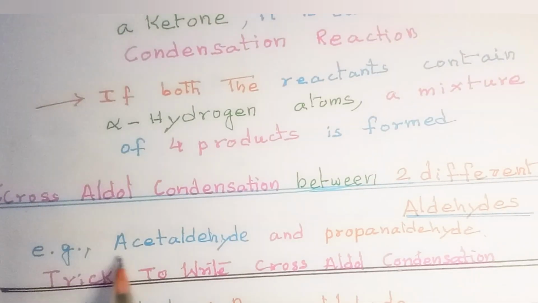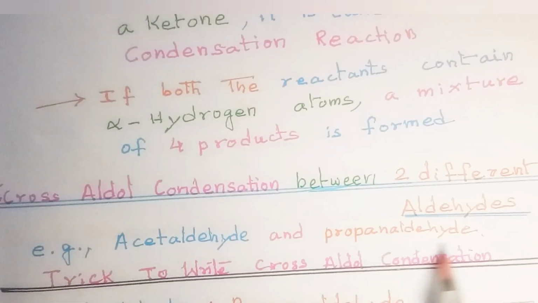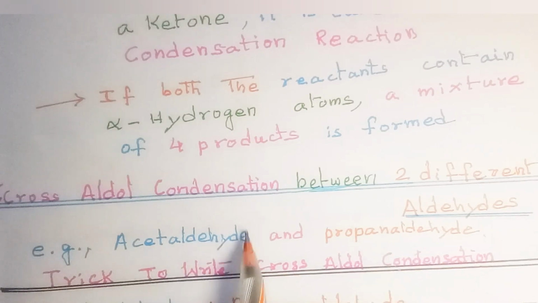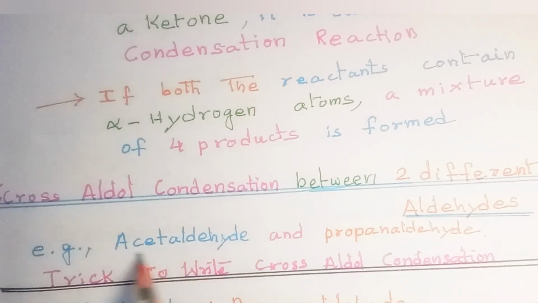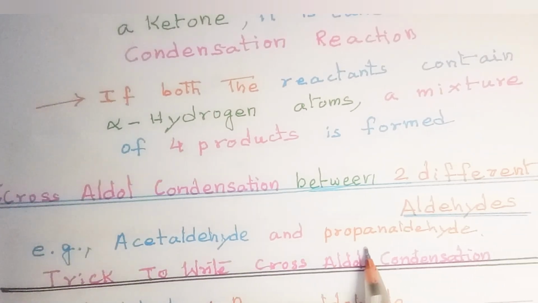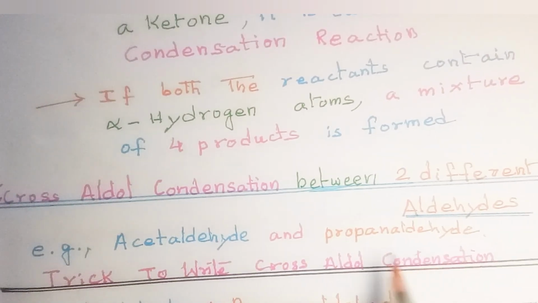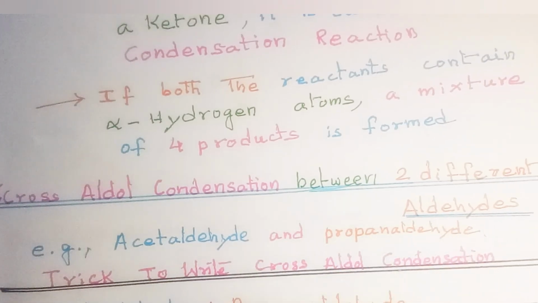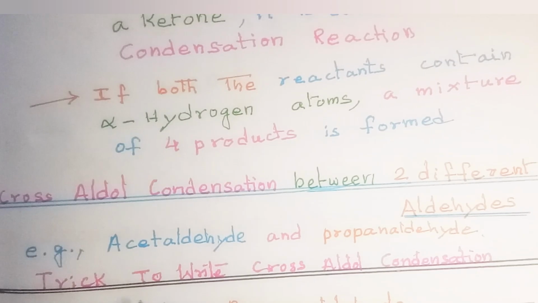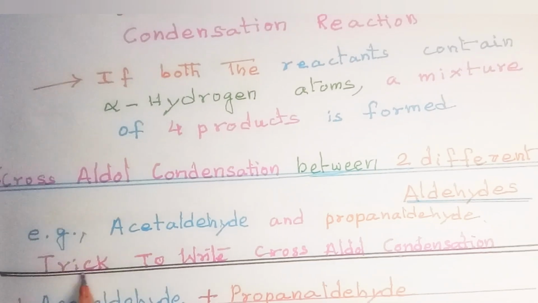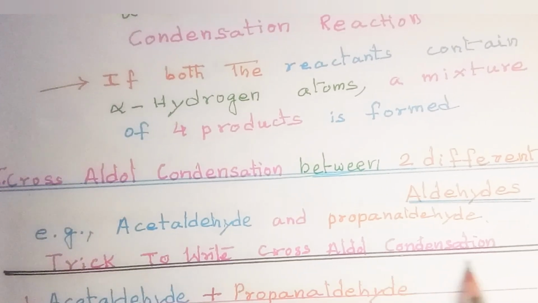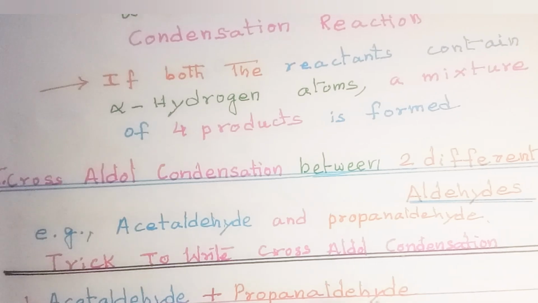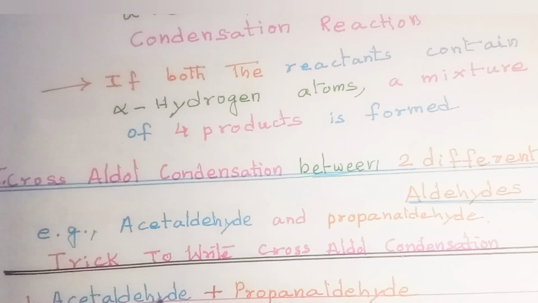Let's take acetaldehyde and propanaldehyde. Acetaldehyde is an aldehyde and propanaldehyde is another aldehyde. So these two aldehydes are different. They are not the same aldehydes. Okay. Now let us see an easy trick how to write cross-aldol condensation reaction between acetaldehyde and propanaldehyde.